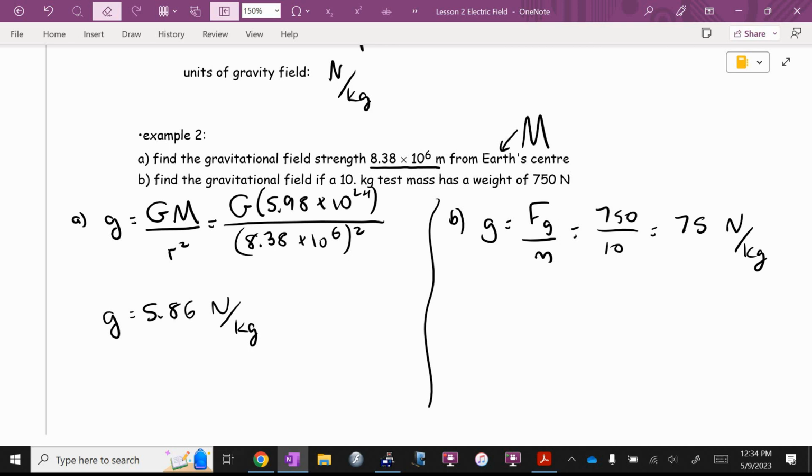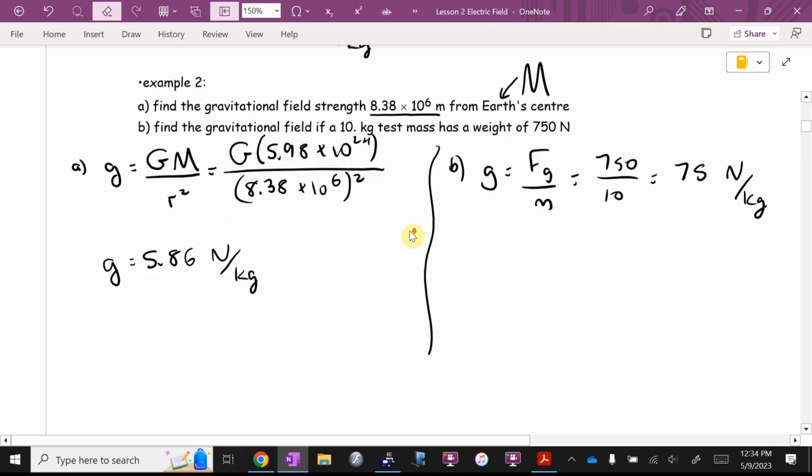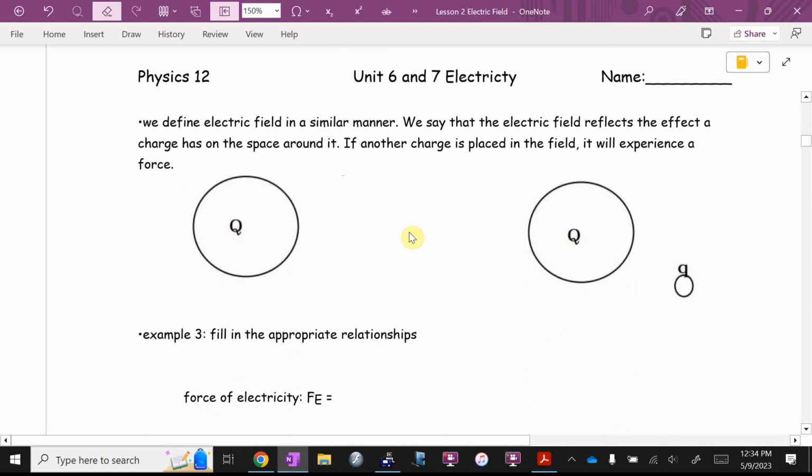What I want you to realize is that the gravitational field is what's actually grabbing and exerting the force on that other object. It is not actually at a distance, it's just invisible. And there's two ways to calculate it. We're going to define electric field in a similar manner.